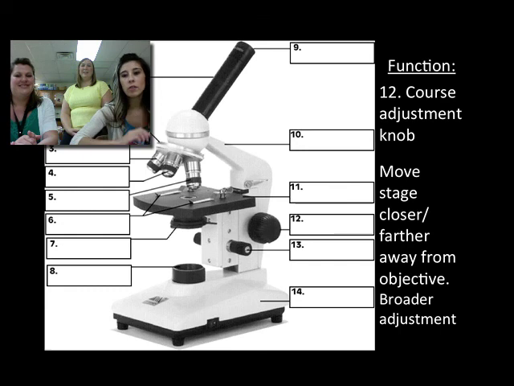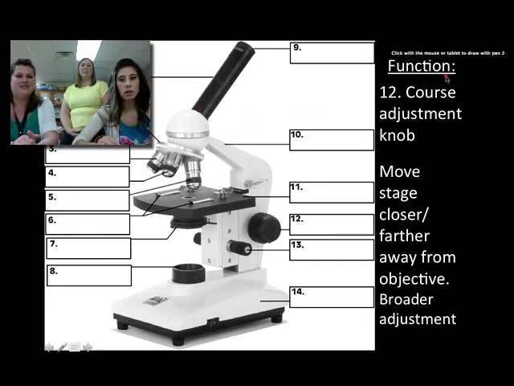Number 12, and you can see it put up right here because we ran out of space, is called the coarse adjustment knob. This particular knob will help you move the stage basically up and down. If you want to get something in focus, you can use this, and it's used for broader adjustments. So this is what you'll typically use at your scanning objective, that first objective.